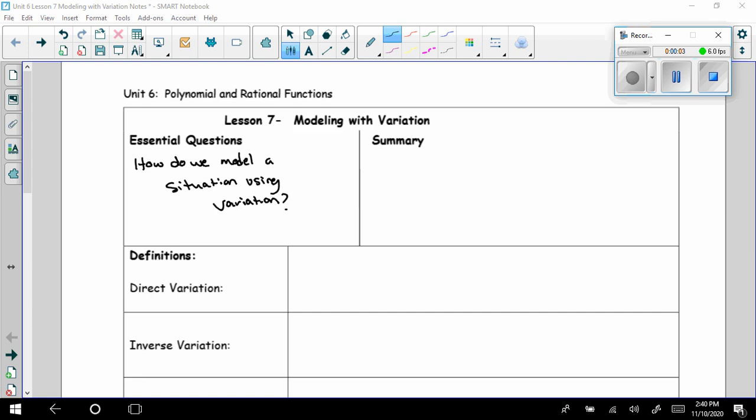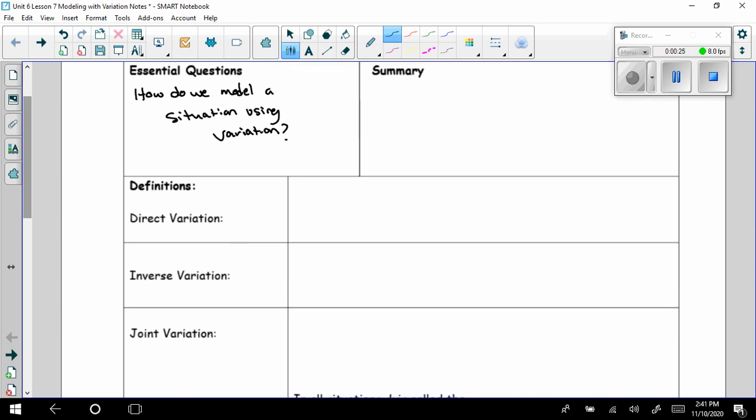Okay, so we're going to go into modeling with variation. So we just re-looked at applications with rational expressions, and this kind of ties into the applications portion of that. Then how to look at a verbal description and identify what type of variation it is, whether it's direct, inverse, or joint. And then isolate and interpret the variables within that.